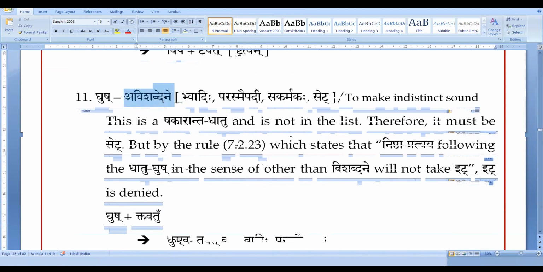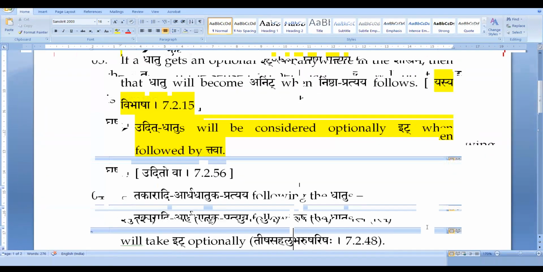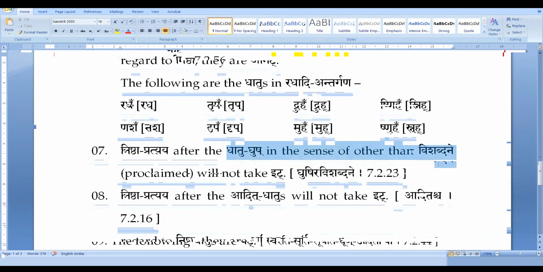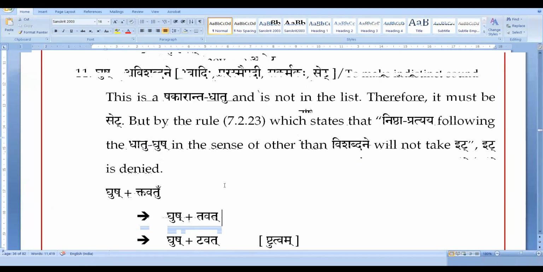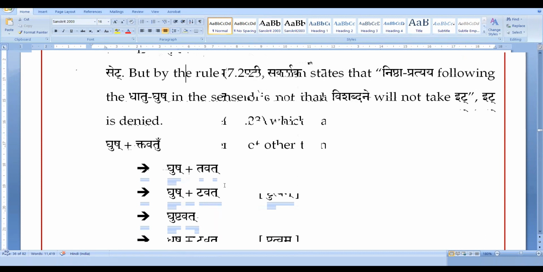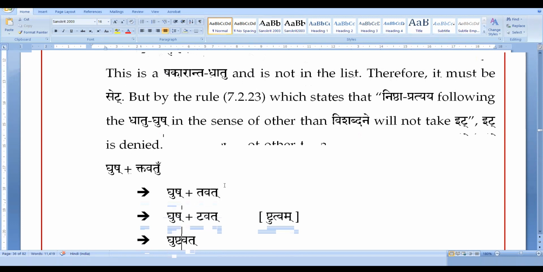For this, we have one separate rule, I think. Avishabdane. This dhatu, shakaranta dhatu, is not in the list. Therefore, it must be set. But we have a rule. Let's check the rule. For gush dhatu, avishabdane, not in the sense of shabdane, Nishta pratyaya after the dhatu gush, in the sense other than vishabdane, will not take ittagama. So if you take avishabdane, then no ittagama. Therefore you can apply shtutvam, therefore gushtavati is the form. In vishabdane, it will take it, therefore the form will be different: Goshitavat, in fact, we get.